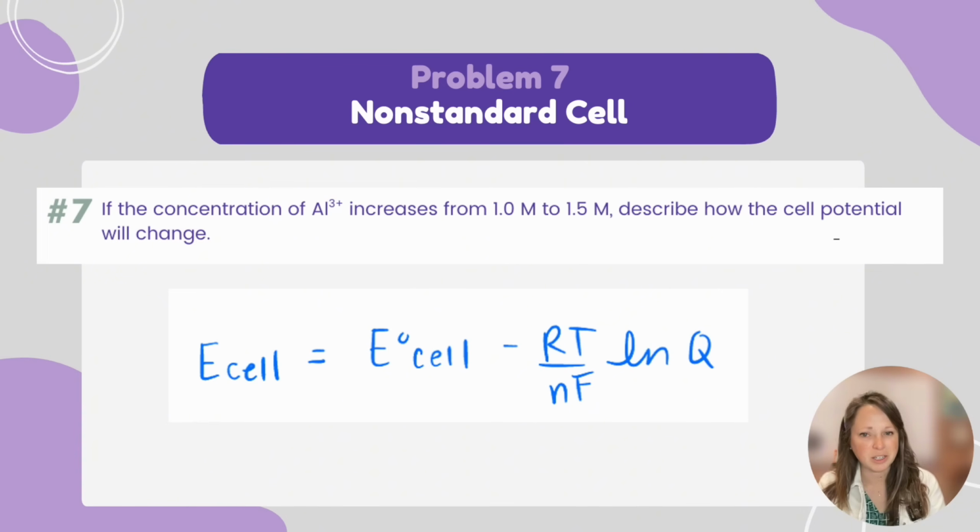So this is known as the Nernst equation. It is on your formula sheet. You will never actually have to calculate that non-standard cell potential. But what you will have to do is predict whether it's going to increase, decrease, or stay the same.